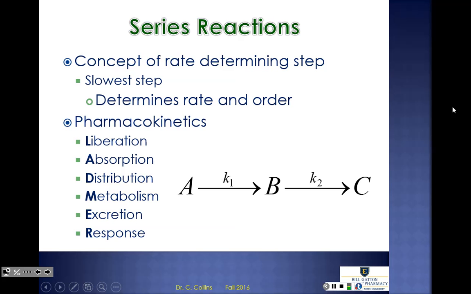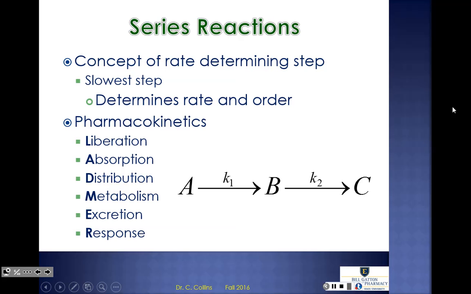Series reactions, concept of a rate determining step. So if A goes to C, goes to B, goes to C, this could be different locations, this could be different metabolites. And if your ultimate concern is A going to C, whichever one of these steps is the slowest is your rate determining step. The other step is not unimportant, but it occurs faster than the other step. So as soon as the other step occurs, then it's just there. So you may actually be able to simplify this by just looking at A to C and utilizing the smallest valued rate constant because that's the rate controlling step.